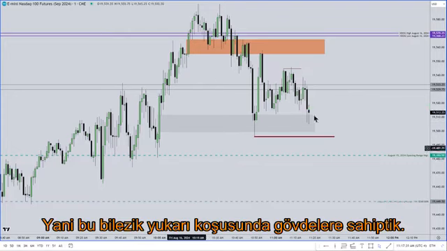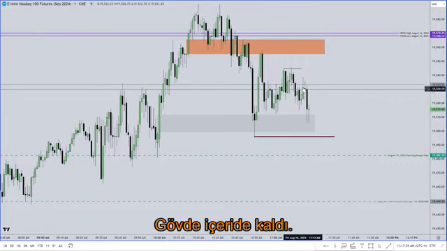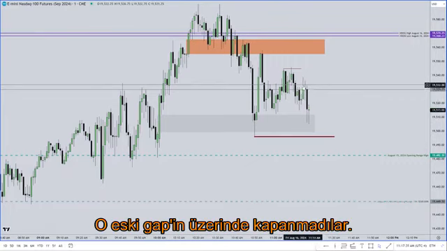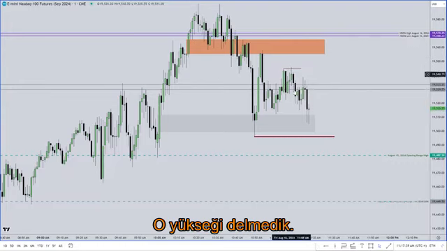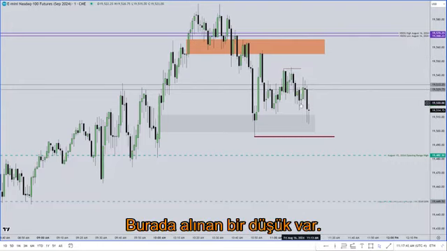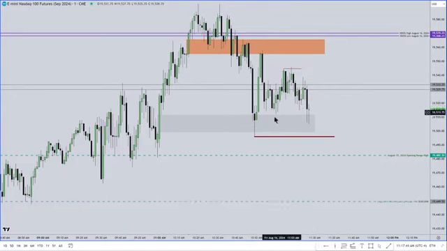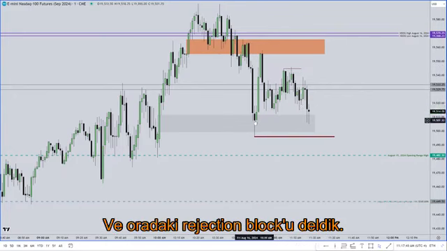Okay, so we had the bodies on this price leg run up. Body stayed inside. It didn't close above that old gap. We didn't pierce that high. We have a low taken out here. And we pierced the rejection block there.